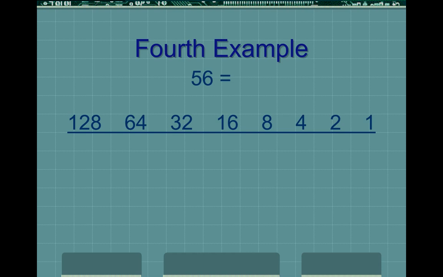All right, did you pause the video? So for 56, you would not be able to subtract these upper ones, but you can subtract the other ones here in the middle, 32, 16, and 8. And it would get you back to 56. I hope this helps you understand binary and decimal conversion and where the binary system has come from.